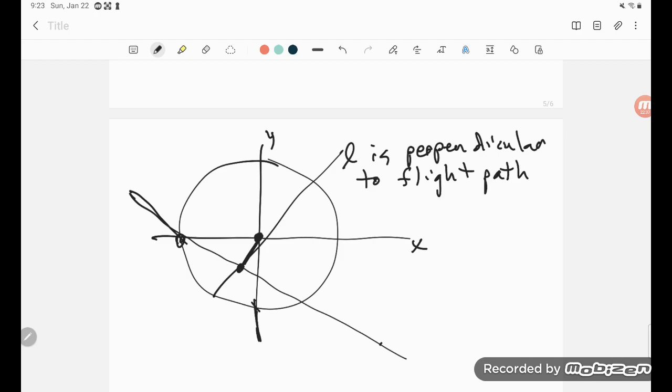You had to hear that from my dog, but so, you know, here's our flight path.